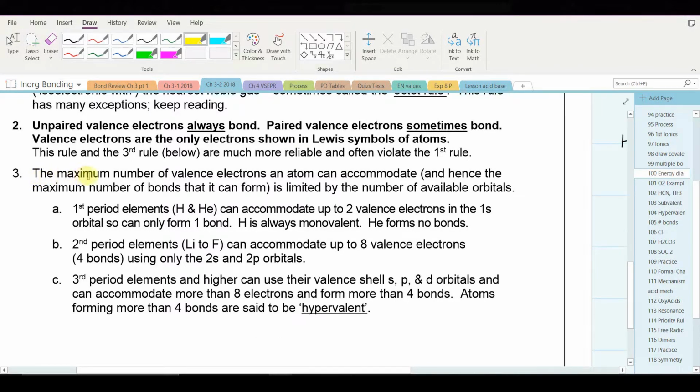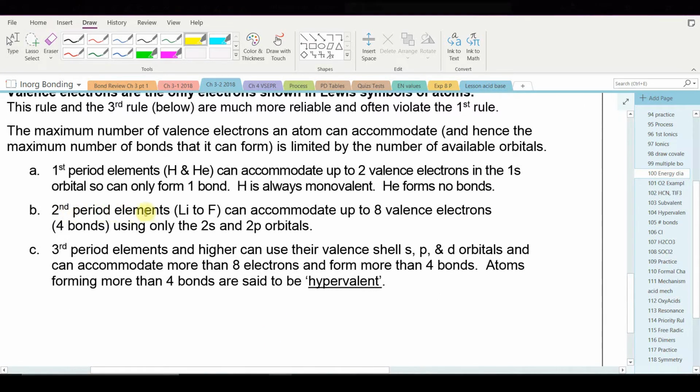Rule number 3, the maximum number of valence electrons an atom can accommodate, and hence the maximum number of bonds that it can form, is limited by the number of available orbitals. So the first period elements are helium and hydrogen. Now they can accommodate a maximum of 2 electrons in their 1s orbital, and that's all they have in the first shell, and so hydrogen can only ever form 1 bond. It's monovalent. It's always terminal in a structure. It's never in the middle. And helium, of course, can't form any bonds because it already has 2 electrons in the valence shell as the atom. There are no known compounds of helium.